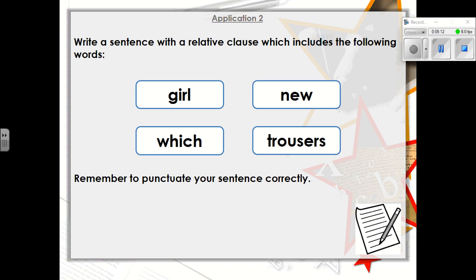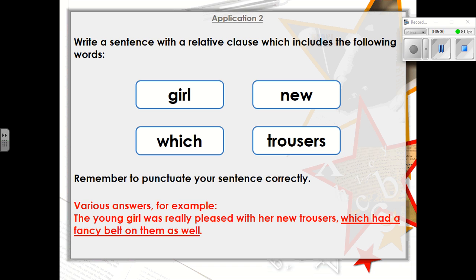So now I want you to do again a bit more writing. Write a sentence using a relative clause which includes the following words. So I want you to use all these words. Remember your relative pronouns here, which is which, and remember to punctuate your sentence correctly. So pause the video, have a go using all the words. It's quite tricky, but give it your best go.